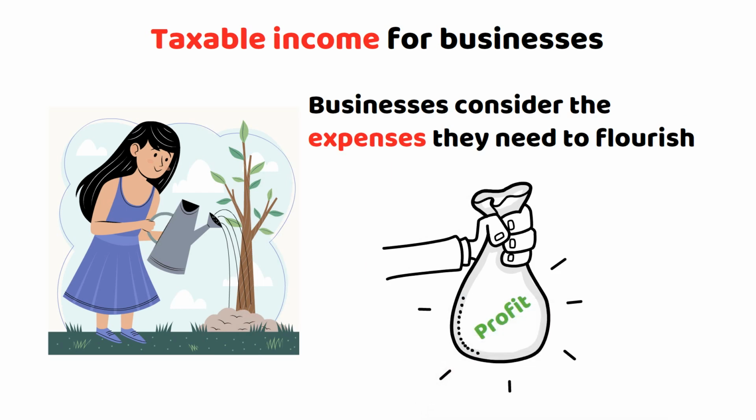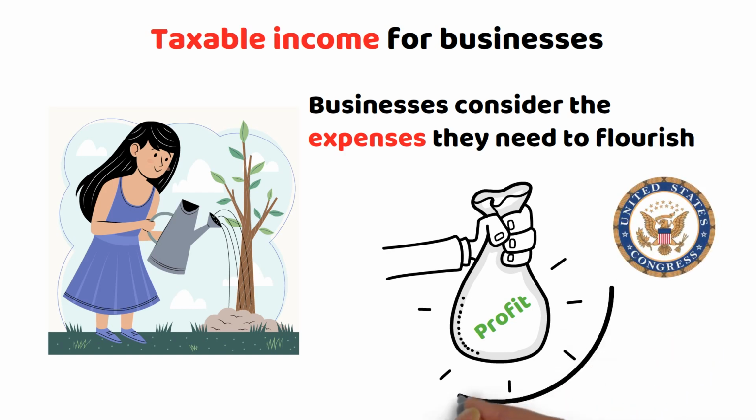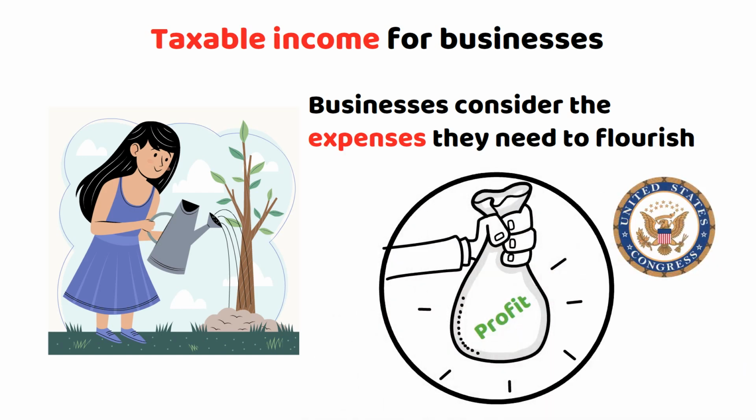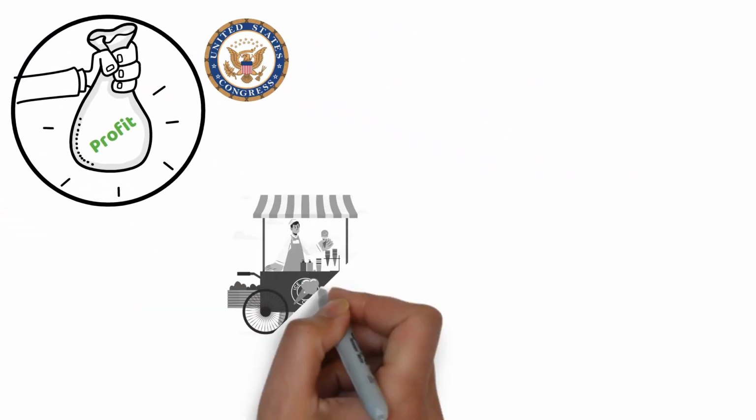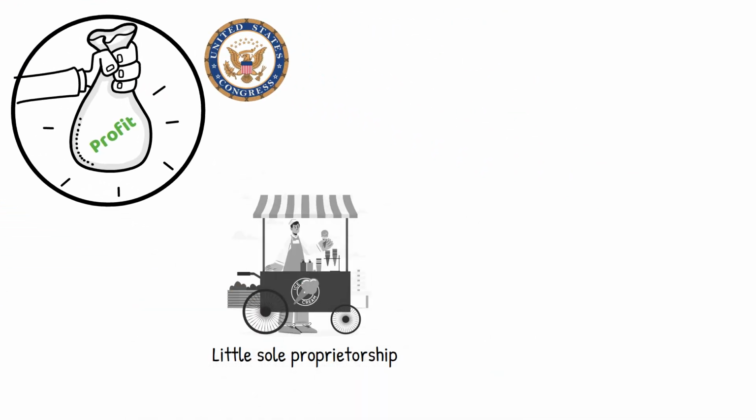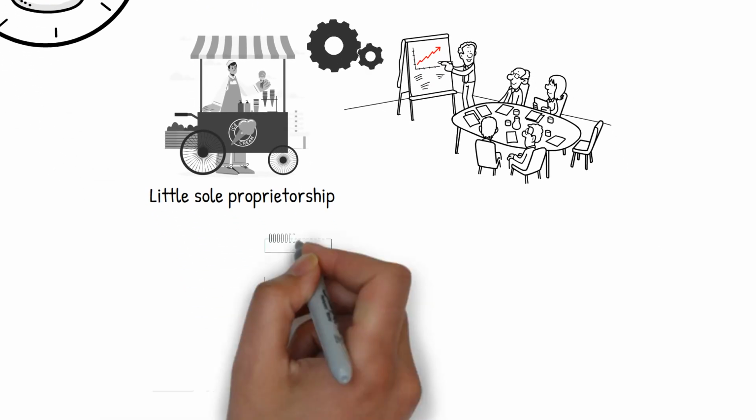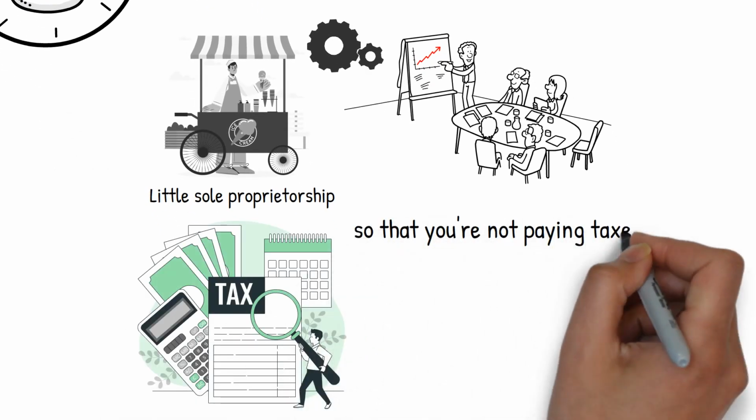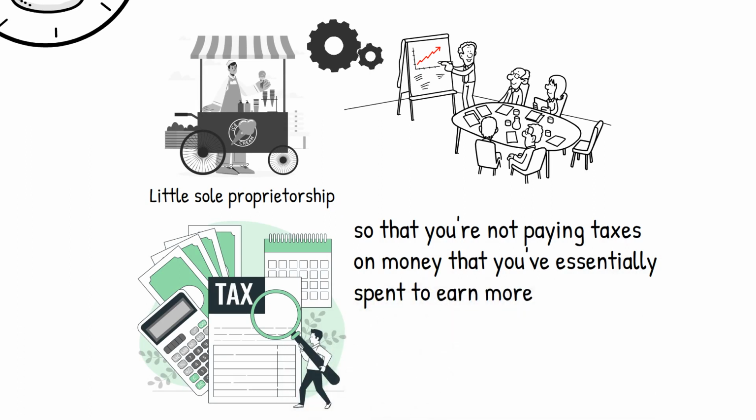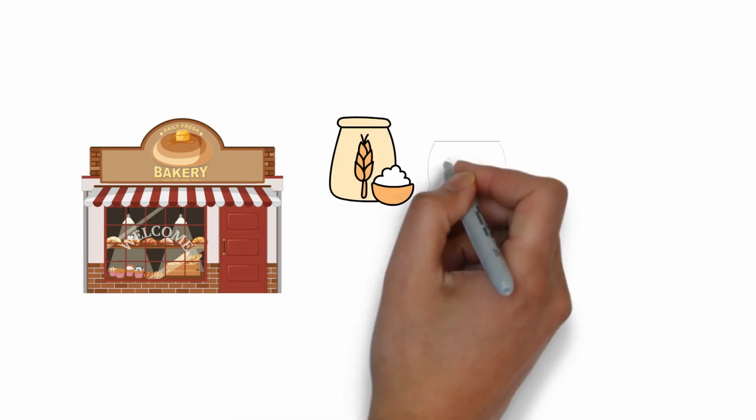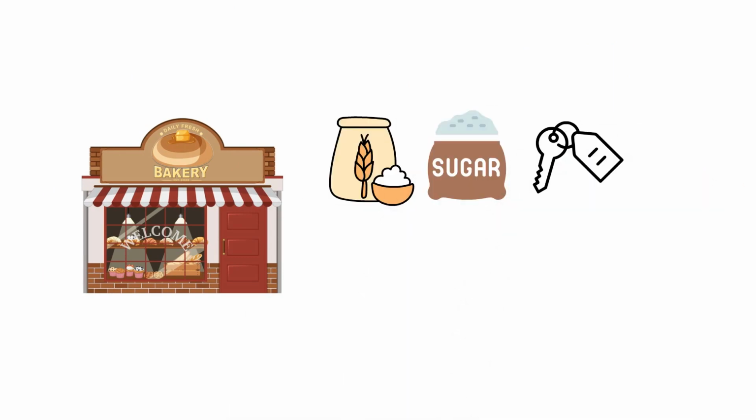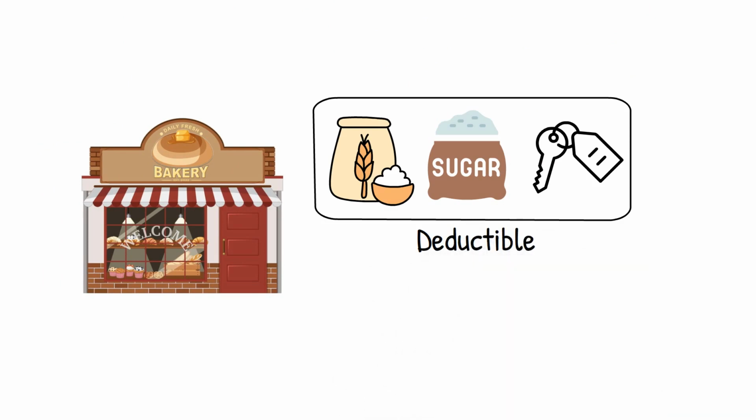Now, Congress had this idea that businesses should only be taxed on their net increase in wealth. Makes sense, right? If you're running a business, whether it's a cozy little sole proprietorship or a big C corporation, you're incurring all sorts of costs just to keep the lights on and the wheels turning. The tax code lets you deduct these expenses so that you're not paying taxes on money that you've essentially spent to earn more. For example, imagine you're running a bakery. The flour, sugar, and rent for your bakery space? All deductible. It's like acknowledging the soil and sunshine our tree needs.